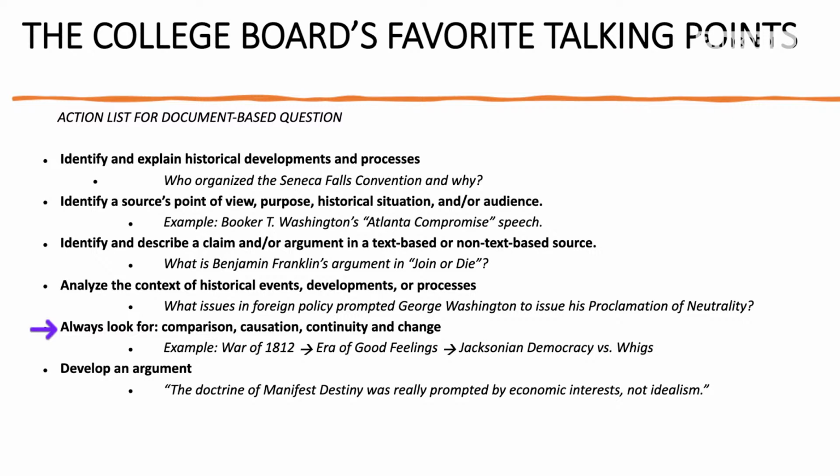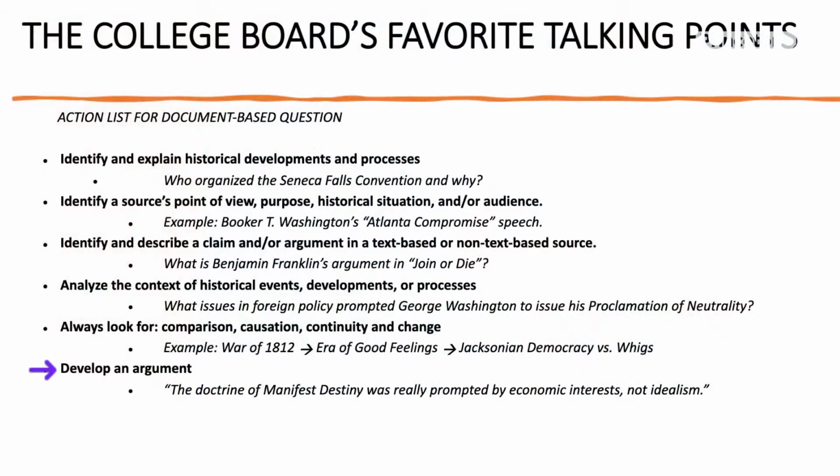For example, the War of 1812 was divisive. The Federalists and the Anti-Federalists didn't get along, but then that ultimately led to the era of good feelings under Monroe, where there wasn't as much political division. But then that all flipped again when Andrew Jackson was elected and started the Democrat Party. So what you're showing is that there was change throughout this era of time. And you might even see sources that talk about all three of these things.